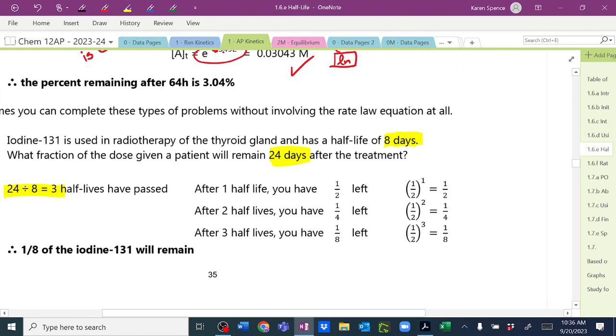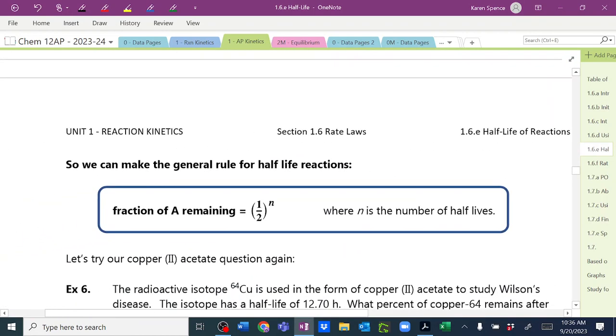You can say after 1 half-life, you have a half left. After 2 half-lives, a quarter. After 3 half-lives, you have an eighth. So an eighth will remain. Is that good? Okay. But we can also make this little rule here.